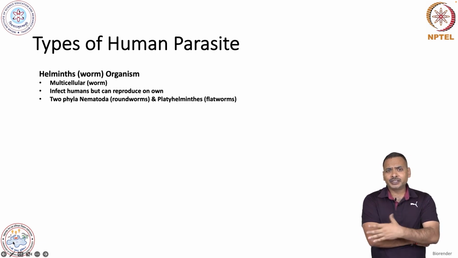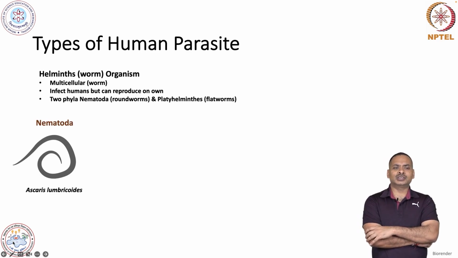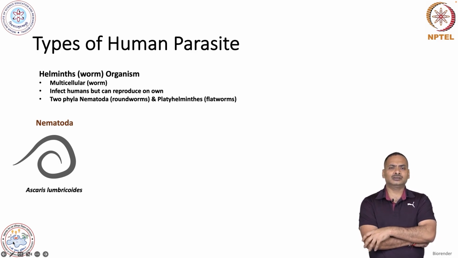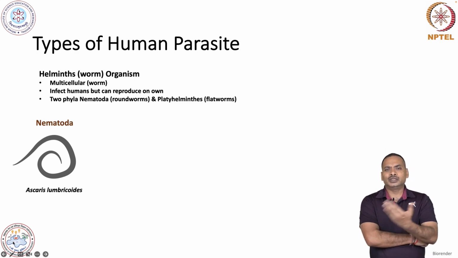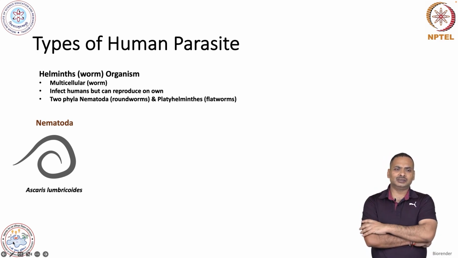There are two major phyla of these helminths. One we call nematodes. So nematodes are basically, here you can see one very good example, that is Ascaris lumbricoides. We also call it a roundworm. So their cross section will give a round appearance.